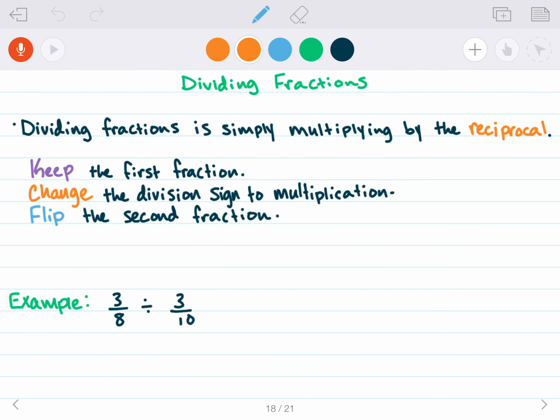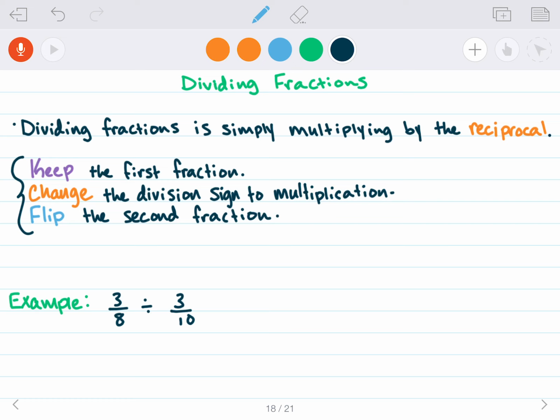So let's talk about our last topic here, and that's dividing fractions. The way that we divide fractions is different from the way that we multiply them. When we divide fractions, we are multiplying the first fraction by the reciprocal of the second fraction. And you can memorize this: keep, change, flip. So what we do is we keep the first fraction, we change the division sign to multiplication, and then we flip the second fraction. So let's do some examples.